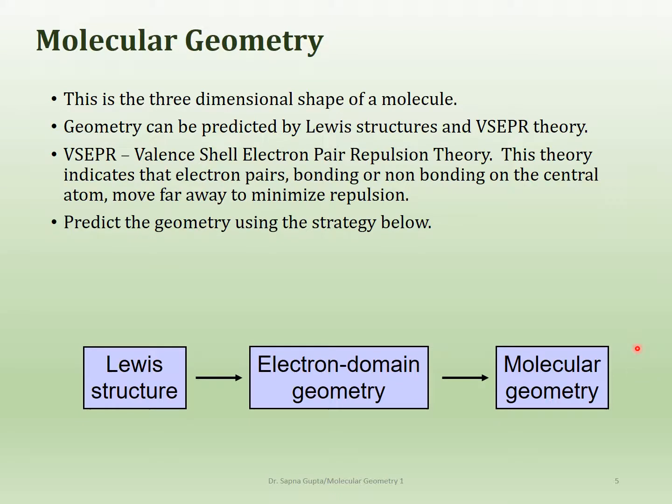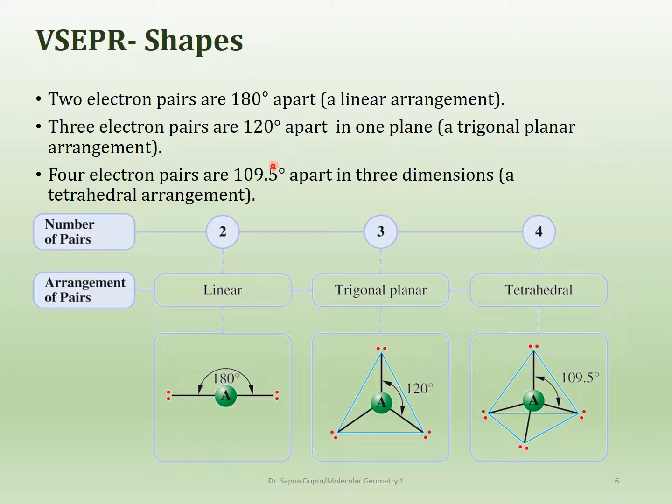Once you know this, then you can go on to predict what the actual shape of the molecule will be like. In some cases, the electron domain geometry is the same as the molecular geometry, but in some cases it's not. And if your Lewis structure is wrong, everything else is going to be wrong. So work on your Lewis structure to make sure that you have the right one. So let's look at the different kinds. We can have 2 electron pairs, 3 electron pairs, and 4 electron pairs. We have more also, we'll get there, but we'll start with 2, 3, and 4 electron pairs.